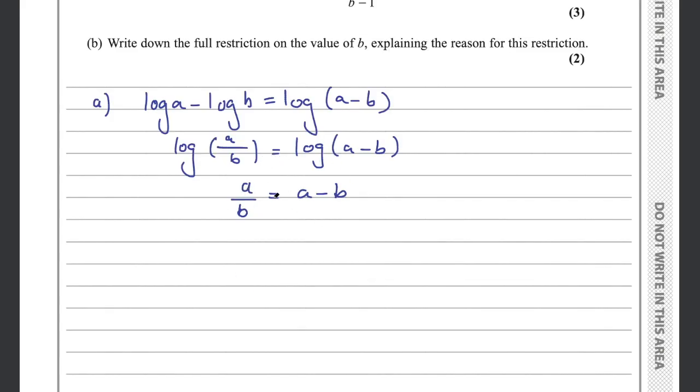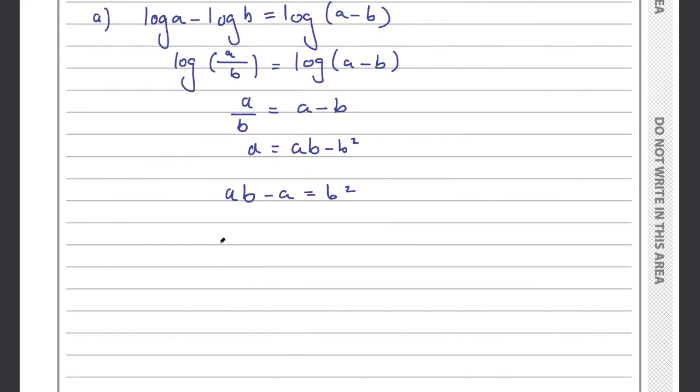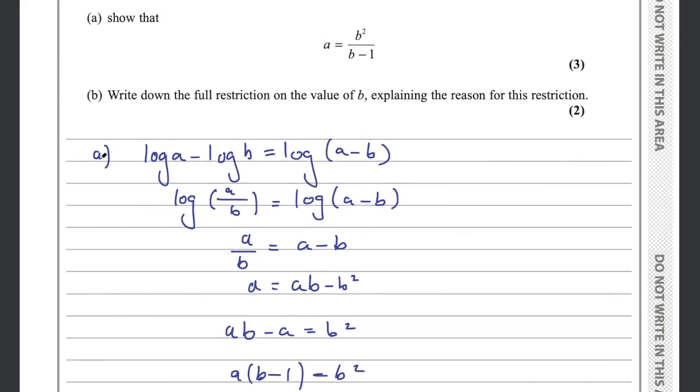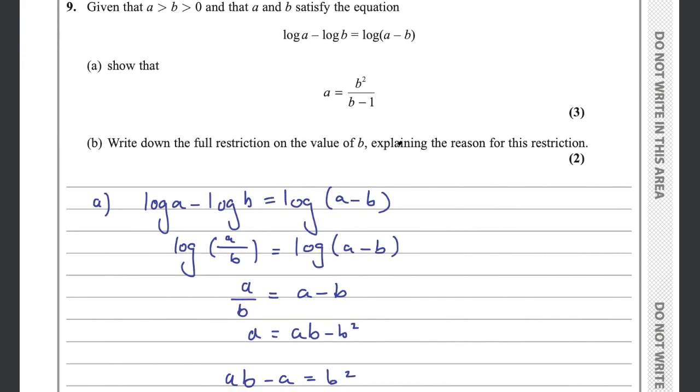And then we're trying to make a the subject. So multiplied by b would get a equal to ab − b². And then combine like terms. So we would get ab − a equal to b². So I've flipped it around a little bit there, and then factorising a would get a multiplied by (b − 1) equal to b², and then a equal to b²/(b − 1). Okay, so the use of log laws and some algebra there for part A.